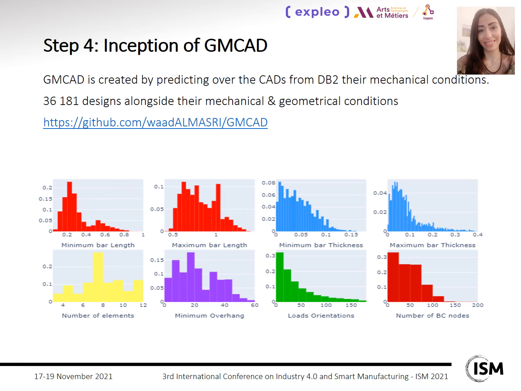Now for the last step, which is the inception of GMCAD. GMCAD is created by predicting the mechanical conditions over DB2. Until the submission of this article, we had generated about 36,000 designs, and here we show the distribution of some geometrical and mechanical variables like the load orientation, the number of boundary condition nodes, the minimum and maximum thicknesses, minimum and maximum length, and the number of elements. We have designs from 3 to 12 bars. We have minimum overhang that goes from 0 to 60 degrees, load orientation from 0 to 180, etc.